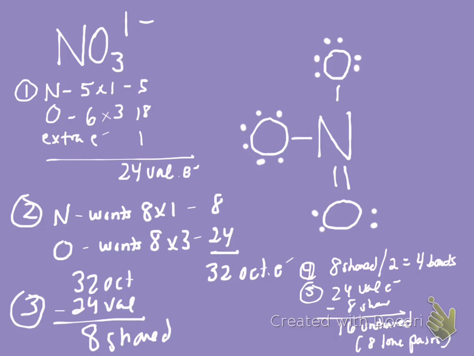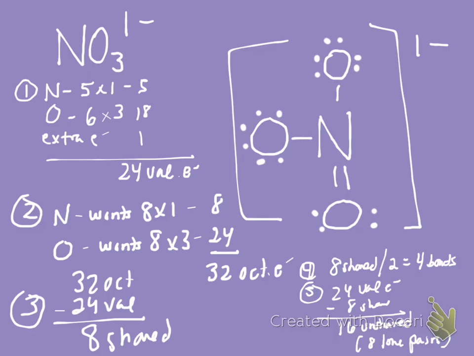Are we done? What do we need, Ella? Brackets and charge. Okay, brackets and the charge. Are we done now? What do we need, Kaylee? Oh, crud. Yep, we got resonance here.